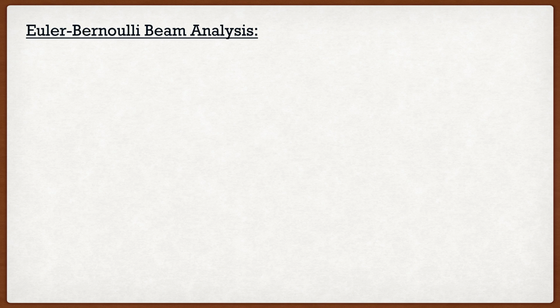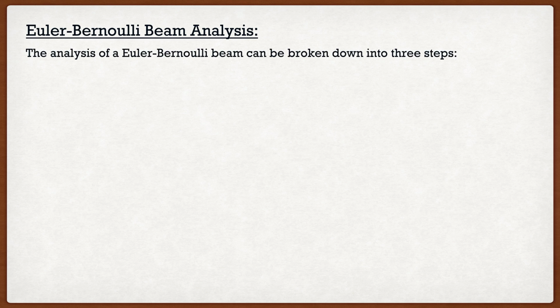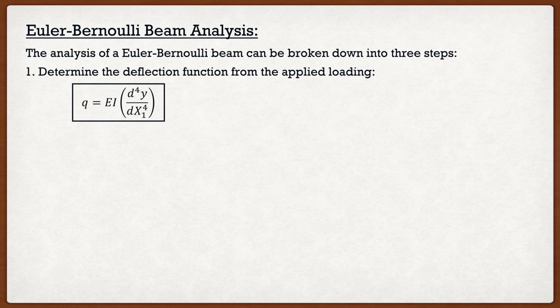So when we're dealing with an Euler-Bernoulli beam and trying to do an analysis of it, it's basically broken down into 3 steps. The first one, of course, is: what is that deflection function? Well, we go to that equation we just derived, where Q is equal to EI times the fourth derivative of the deflection function. We know what EI is, we know what Q is, we can solve for that deflection function Y. And once we know Y, everything else kind of opens up to us.